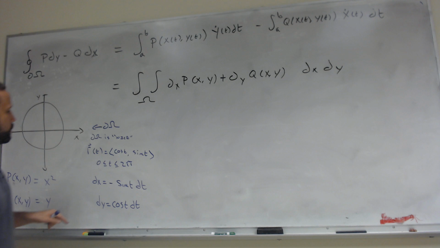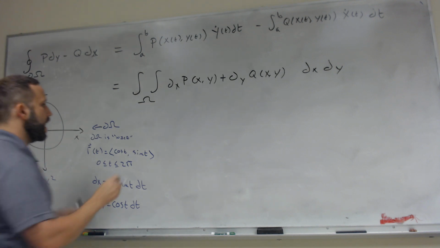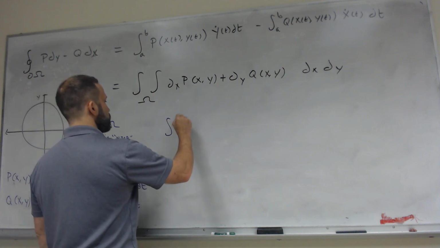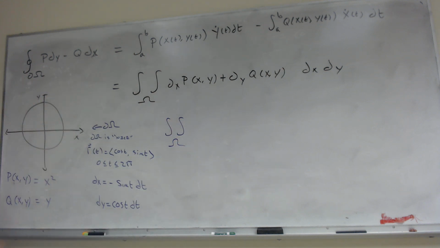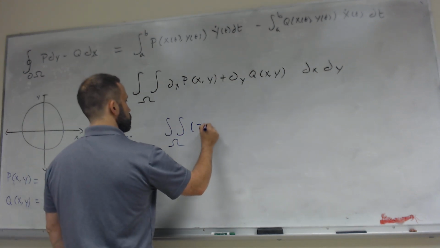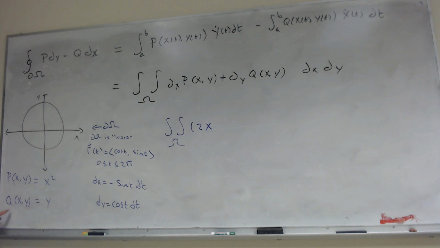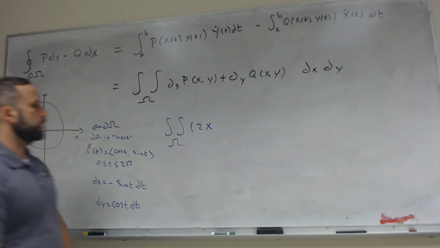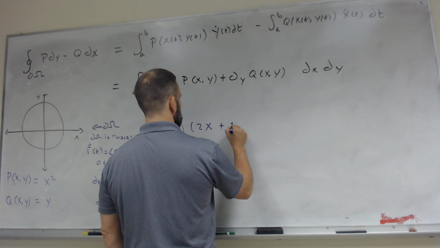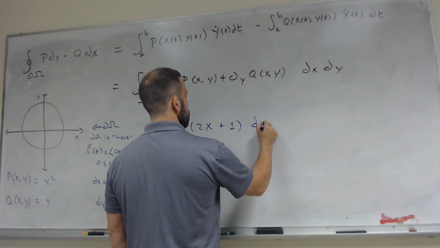So let's actually try to compute this example using Green's theorem. My domain is still going to be the ball, or the disk of radius 1, centered at the origin. This is true for all omega, not just for the ball, but that's the example we're going to use. So p of x,y is x squared. The x derivative is 2x. Q is y. The y derivative of y is 1. And then we'll have dx dy.